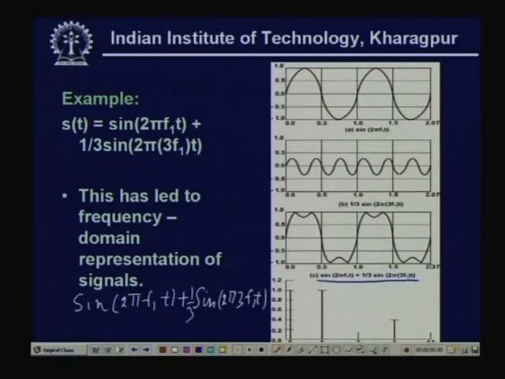However, if we analyze it with Fourier series, then we know that it has two frequency components, one of f1 and another of 3 f1. Here you see the frequency domain representation. On this side we have f, and this amplitude corresponds to the amplitude of this frequency. Here it is 2, here it is 1, and here it is 3.